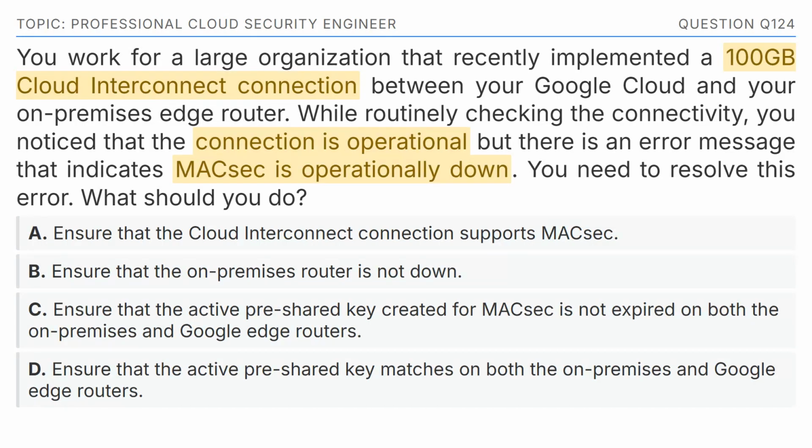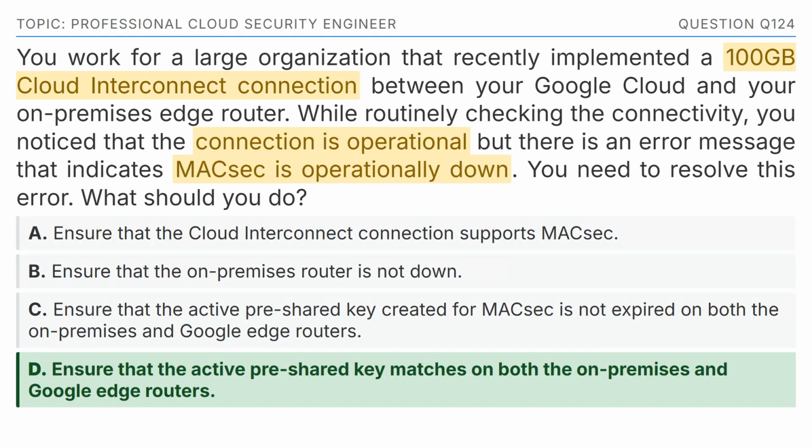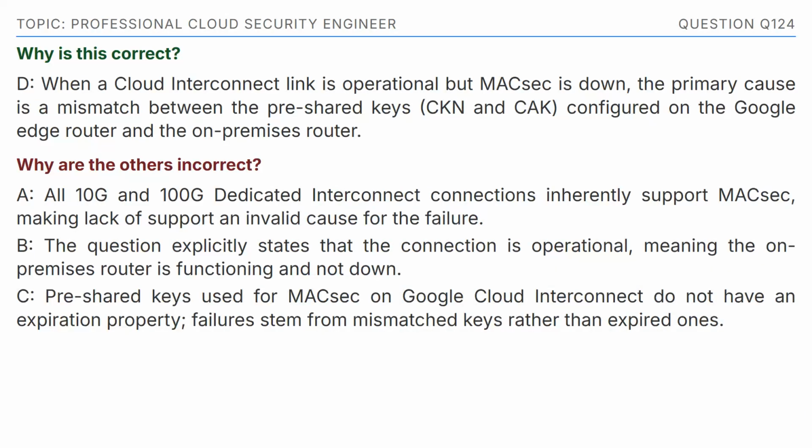To arrive at the correct answer, we focus on the keywords: 100 GB cloud interconnect connection is operational, MACsec is operationally down. The correct answer is option D, ensure that the active pre-shared key matches on both the on-premises and Google Edge routers. Why is this correct? D. When a cloud interconnect link is operational but MACsec is down, the primary cause is a mismatch between the pre-shared keys, CKN and CAK, configured on the Google Edge router and the on-premises router.